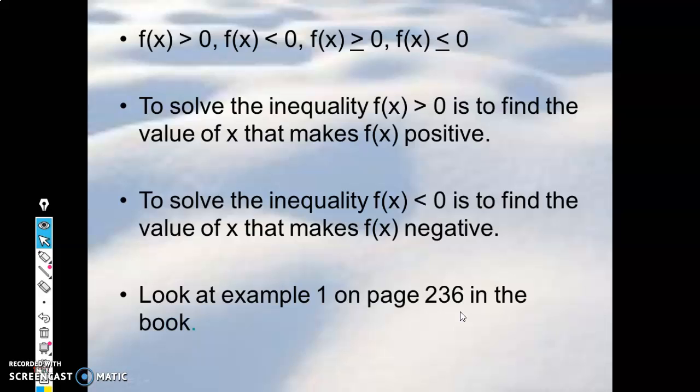Anyhow, so you guys can check out example 1 on page 236 in the book. I don't have my book with me, but I know that's the right page number because it's not the page in the old book that I have. So you can check it out. Might be something good to look at there.